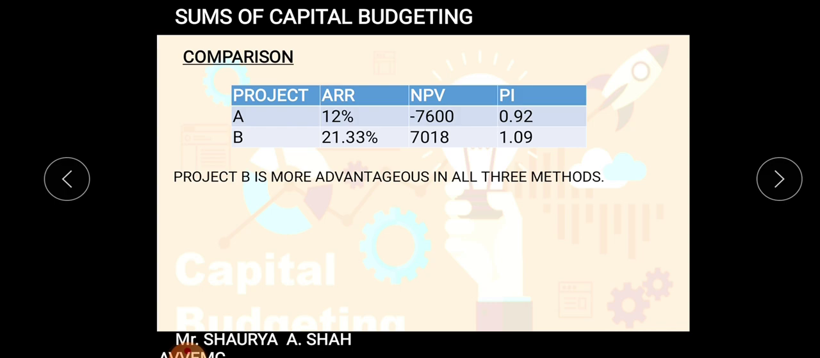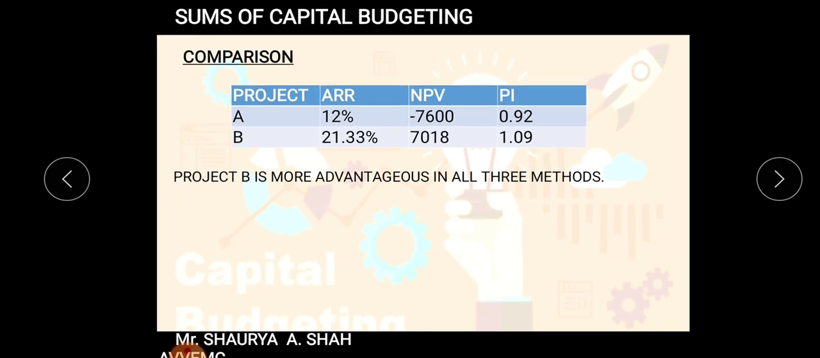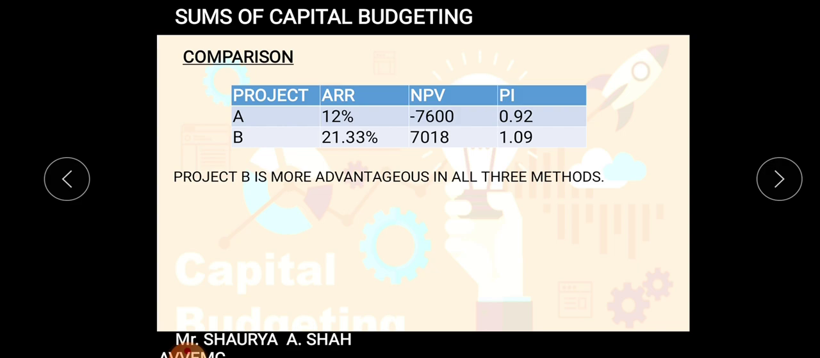Fine. So here if you do a comparative analysis, project A's ARR is 12%, project B's ARR is 21.33%, right? So due to this method, project B is better. NPV here is negative, which is not accepted at all, right? Here it is positive 7018. So again according to NPV, project B. Here PI is 0.92 and here PI is 1.09, right? So according to the PI method also, project B is better.